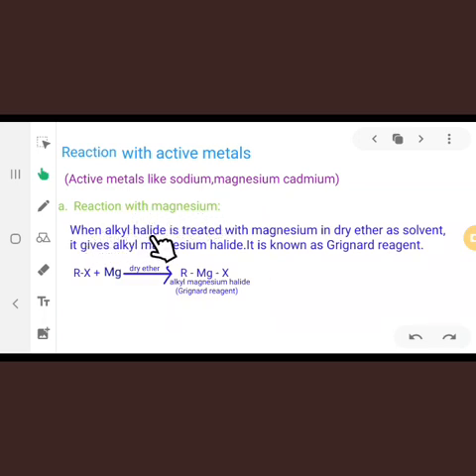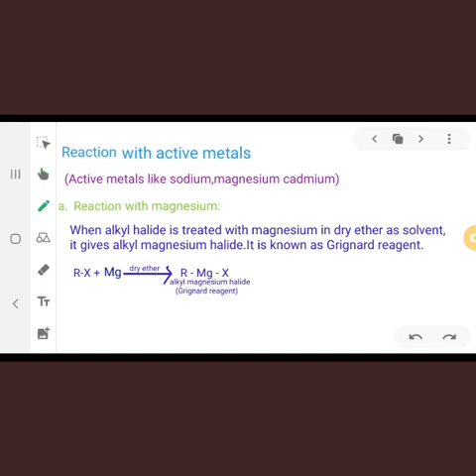When alkyl halide is treated with magnesium in dry ether as solvent, it gives alkyl magnesium halide, and this alkyl magnesium halide is also called Grignard reagent. In 11th standard you have studied Grignard reagent, alkyl magnesium halide. Okay, so one alkyl group is there, magnesium is there, and the halogen is there. So that is alkyl magnesium halide. See the general reaction. RX means what? Our alkyl halide plus magnesium in presence of dry ether.